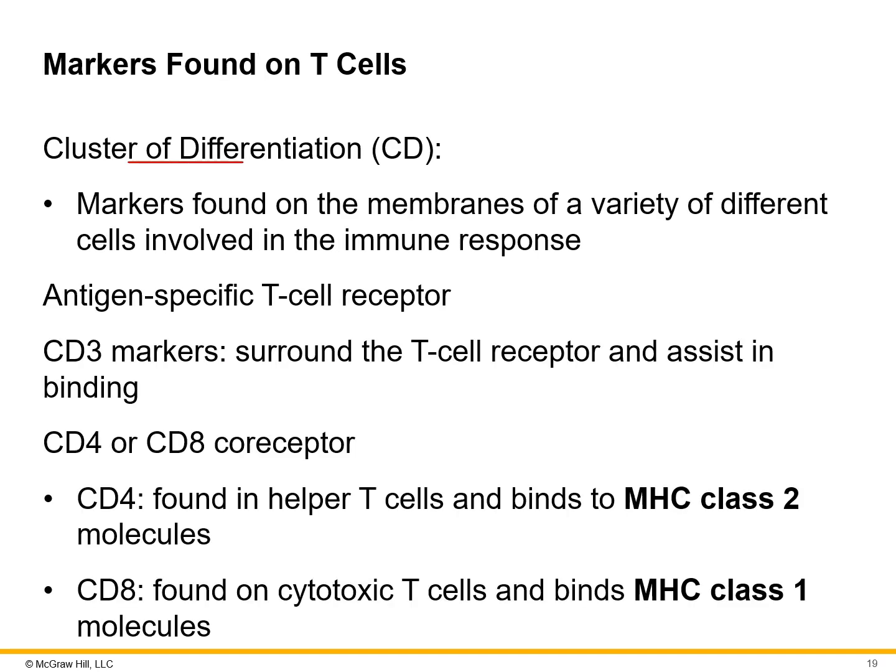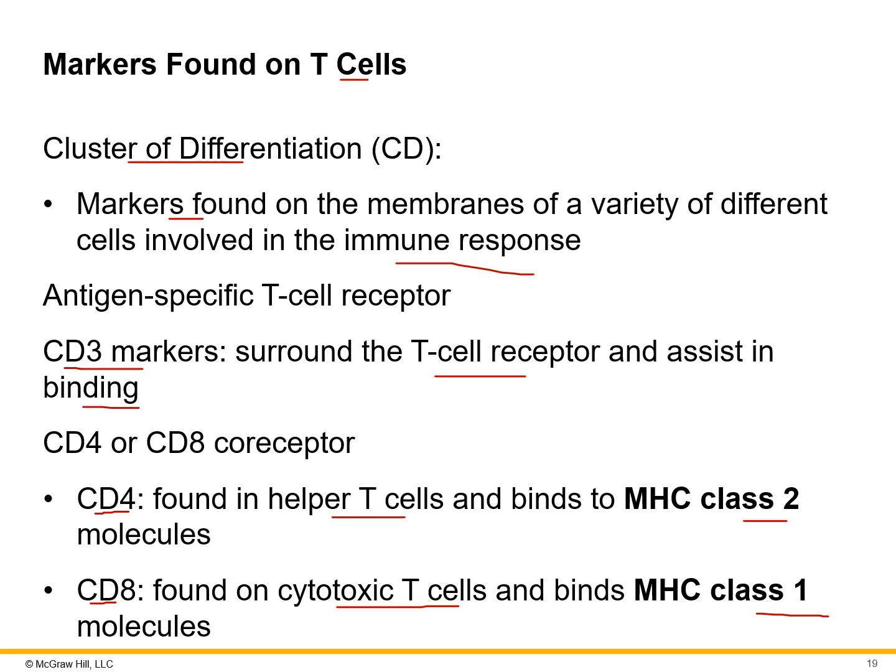Now, those cluster differentiations I mentioned earlier that are on the T cells, these are just markers found on the membrane, and they help with the immune response. More specifically, the CD3 markers are on the T cells and help with binding. So they're just helping the receptor bind to the antigen. Then the CD4 and CD8, this is something we commonly hear about with blood work. CD4, cluster of differentiation, those are on the helper T cells, and they bind to the class II molecules. CD8 are on those cytotoxic T cells, and they bind to the class I molecules.